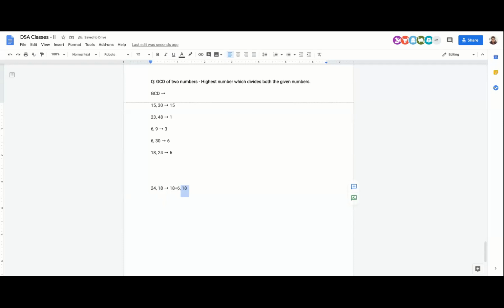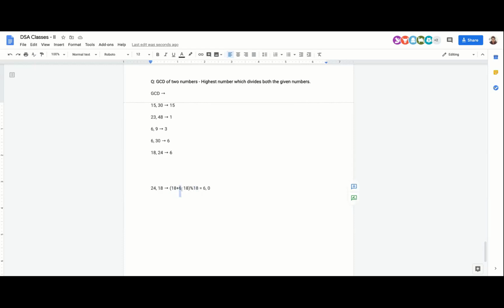Everyone has used percentage, right? So if I do percentage of 18 here, what you will get is 6 comma 18, 6 comma 0, correct? So that means this number is divisible by 18 for sure. If the 24 had been divisible by 18 completely, then that would have given us the answer, correct?